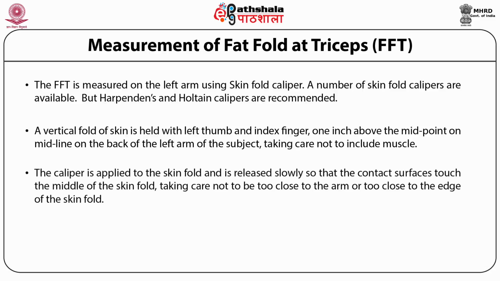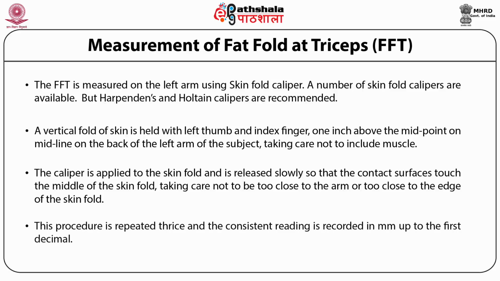The caliper is held with the right hand horizontal to the ground and is pressed to open the contact surfaces. The caliper is applied to the skin fold and released slowly so that the contact surface touches the middle of the skin fold, taking care not to be too close to the arm or too loose to the edge of the skin fold. The reading should be noted immediately, as any delay will lead to a gradual decrease in the measurement. This procedure is repeated thrice and a consistent reading is recorded in millimeters up to the first decimal.